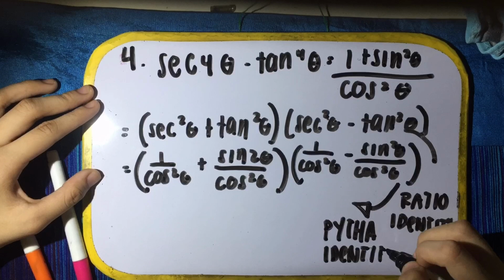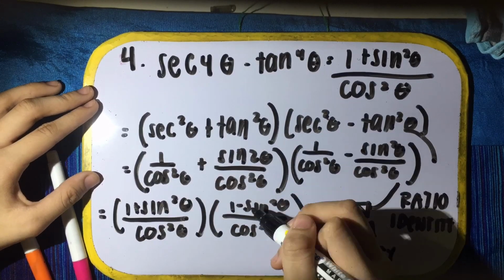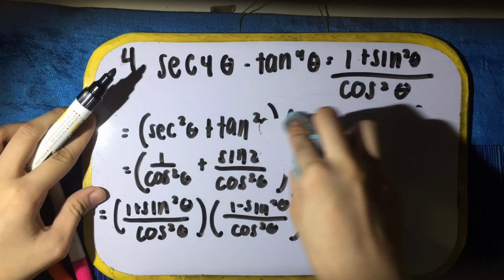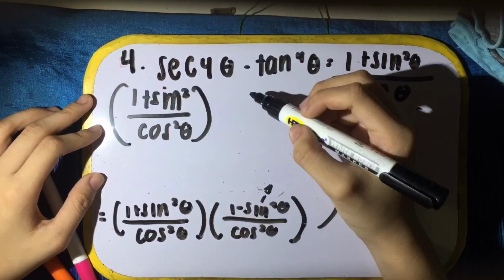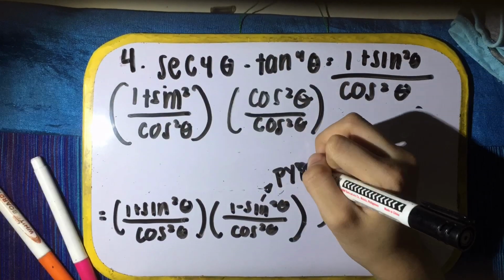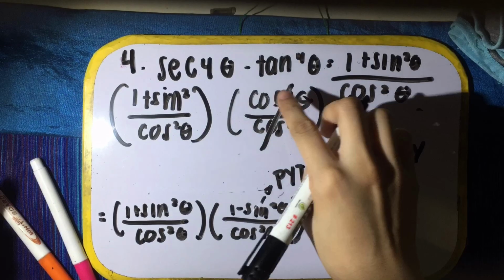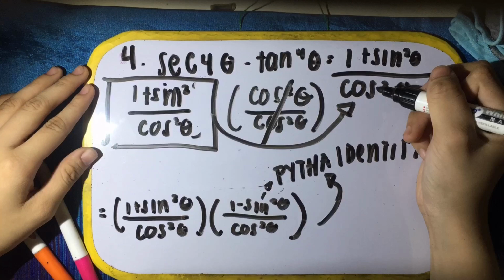We now simplify to get 1 plus sin squared theta over cos squared theta times 1 minus sin squared theta over cos squared theta. By using the Pythagorean identity, we can simplify 1 minus sin squared theta to cos squared theta. We now have 1 plus sin squared theta over cos squared theta times cos squared theta over cos squared theta. We can cancel cos squared theta over cos squared theta since it is equal to 1. We now have the answer, which is 1 plus sin squared theta over cos squared theta.